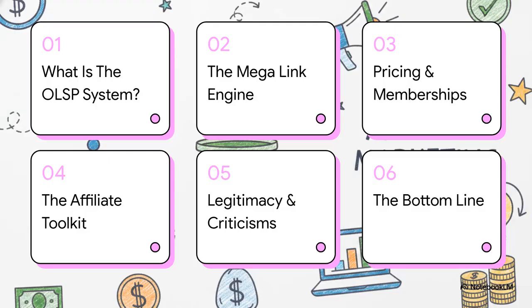Here's the roadmap for our investigation today. 1. What is the OLSP system? 2. The MegaLink engine. 3. Pricing and membership levels. 4. The affiliate toolkit. 5. Legitimacy and real criticisms. And finally, 6. The bottom line.